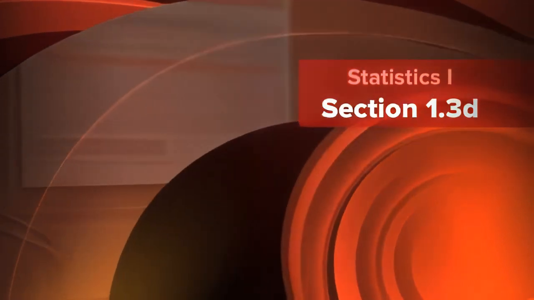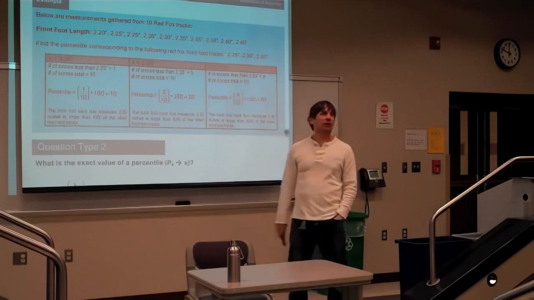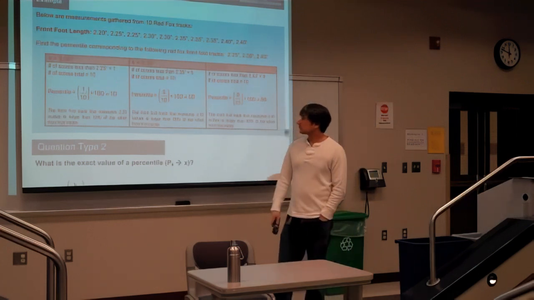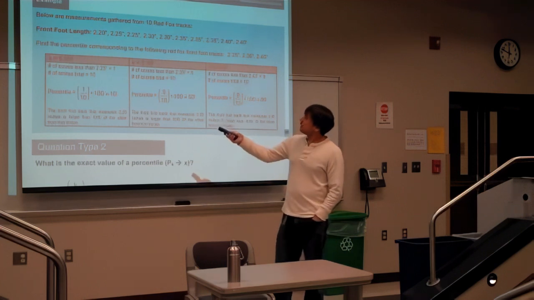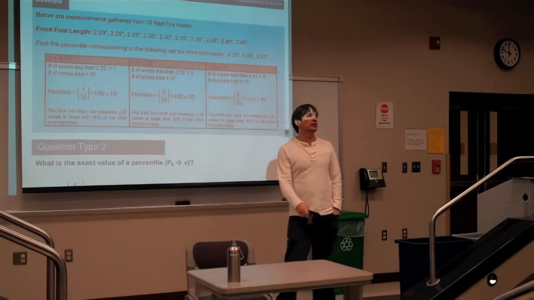Alright, so here we have same front foot lengths that we had before. We're looking at the same tracks, 2.25, 2.35, and 2.4. We want to know what percentile these fall into. So the first thing we need to know is the number of scores less than 2.25.